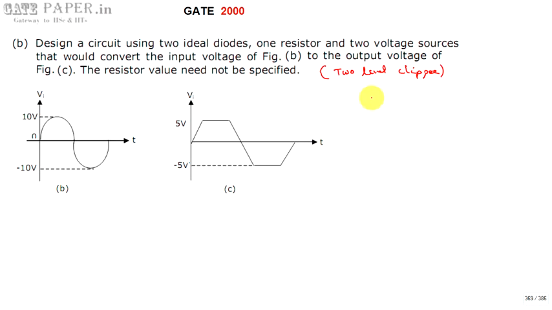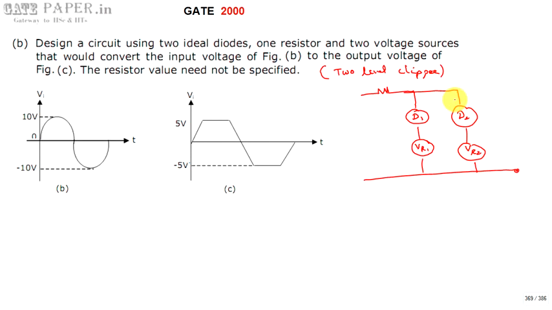So the general block diagram of a two level clipper looks like this. There is a resistor followed by diode D1, for example, with a reference voltage VR1. It is in parallel with one more diode, D2, with reference voltage VR2. This is the general block diagram of a two level clipper. Output voltage is V0 and the input voltage we are supplying is V input. This is a single resistor R, and these are the two ideal diodes D1 and D2 with references VR1 and VR2. These are two voltage sources.